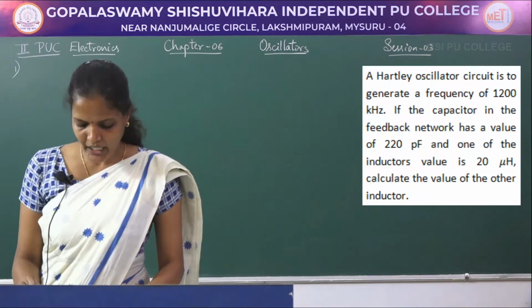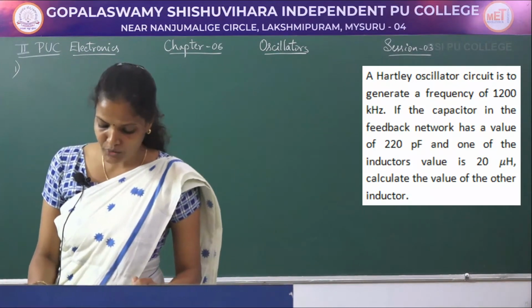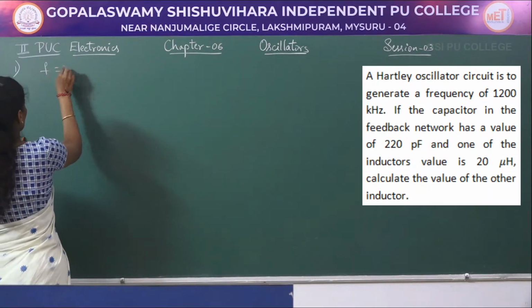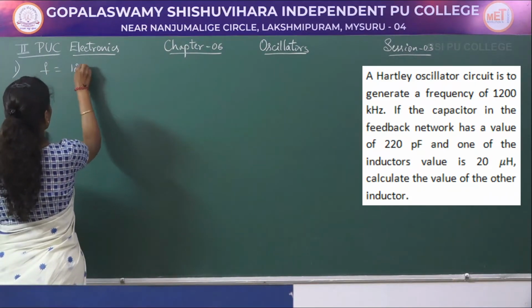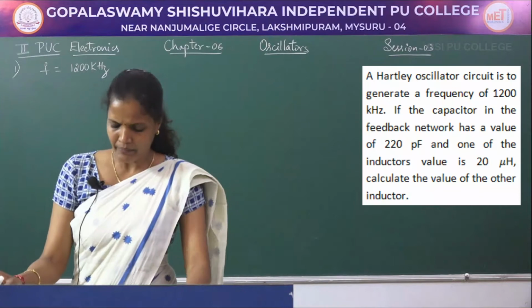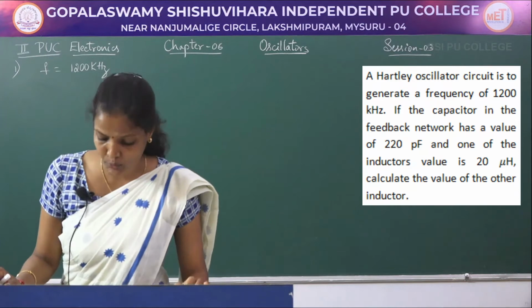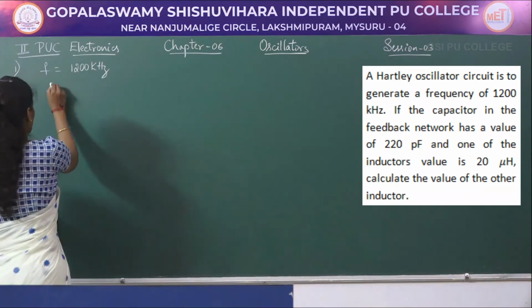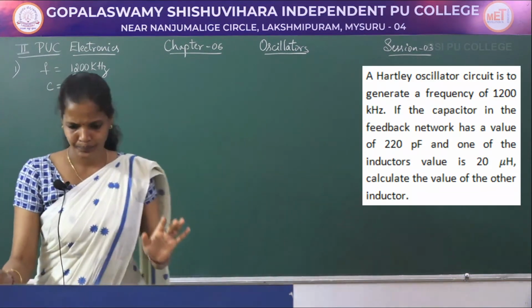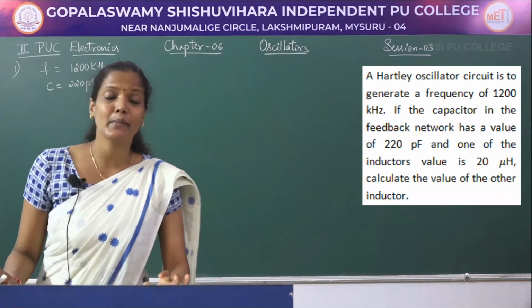The problem is, a Hartley oscillator circuit is to generate a frequency of 1200 kilohertz. So they have given a Hartley oscillator which generates a frequency of 1200 kilohertz, and if the capacitor in the feedback network has a value of 220 picofarad, a capacitor whose value is 220 picofarad is connected, and one of the inductor values is 20 microhenry.